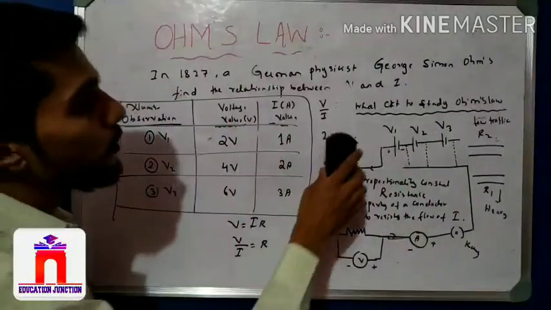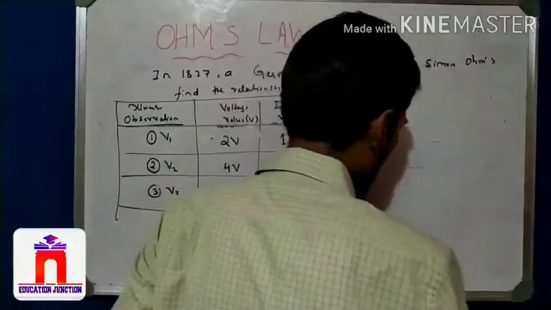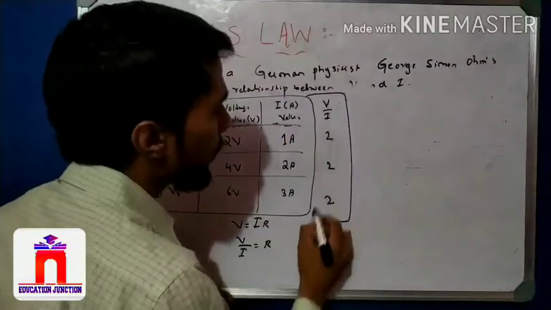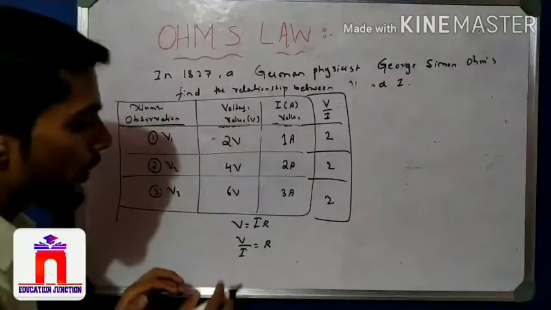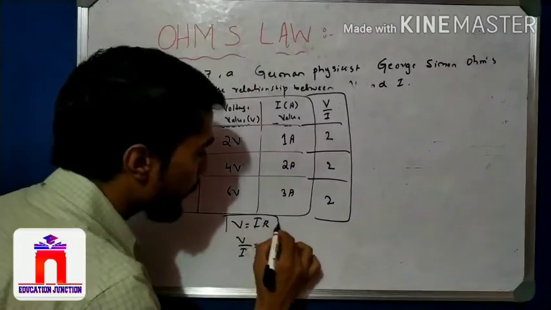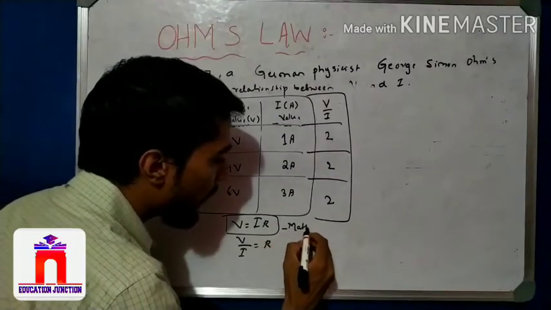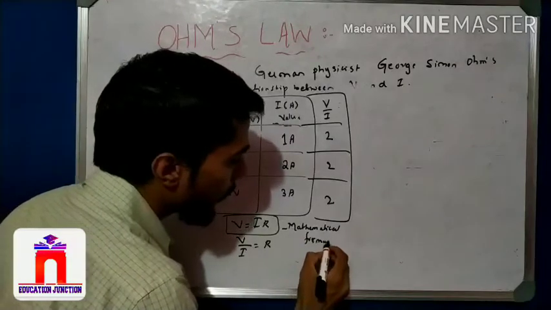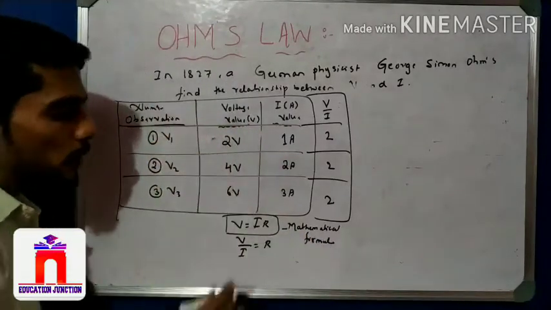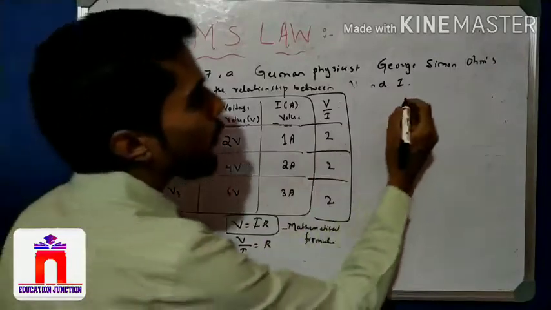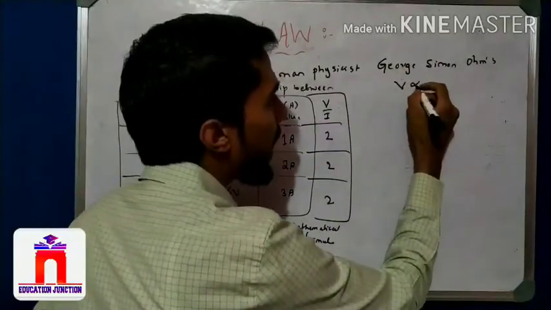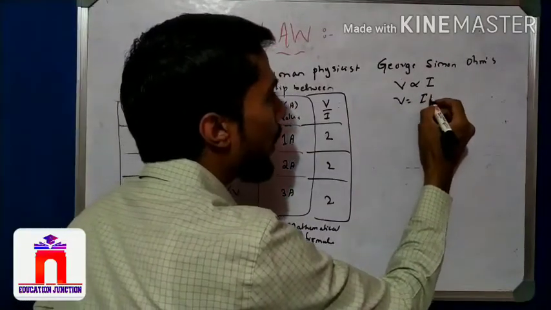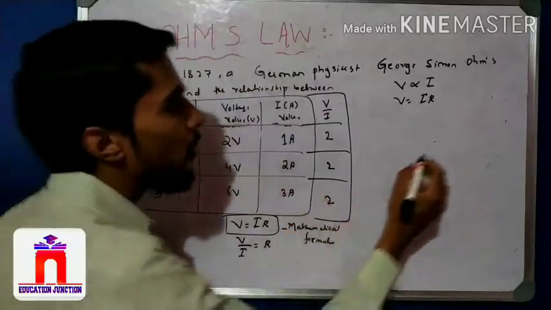Now we can state Ohm's law easily. Here V by I is a constant, it is 2. This is Ohm's law, and this is called the mathematical formula for Ohm's law. So V is directly proportional to I, and V is equal to IR, where R is the proportionality constant. R is what?